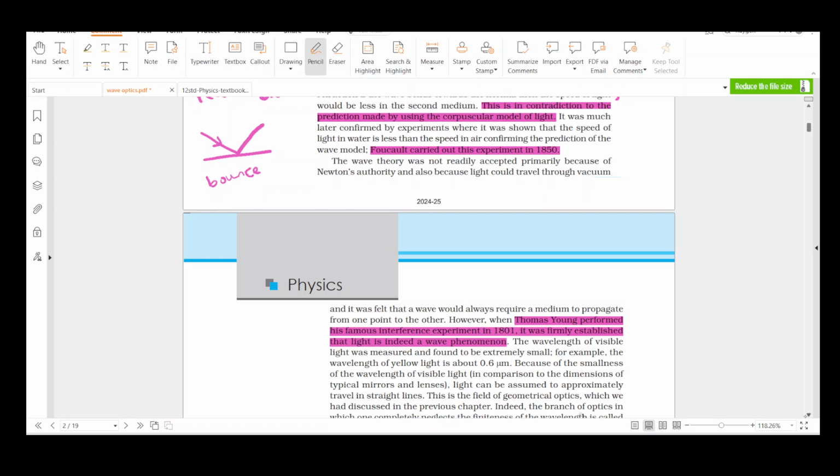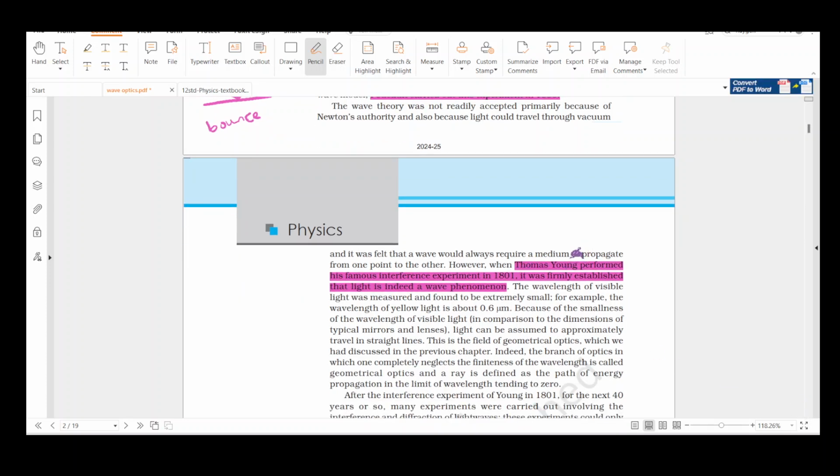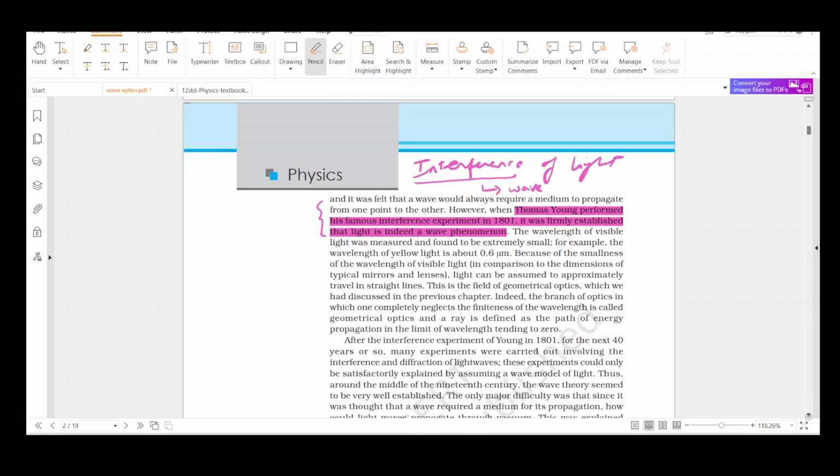Then there was Foucault, who did some experiments. Then there was Thomas Young, who performed the milestone experiment, a classic experiment of interference pattern. He discovered interference of light. Again, details of which we are going to see. And this experiment, Thomas Young's experiment, established the fact that light is a wave, because the interference property is shown only by waves. So if light is showing interference, it must be a wave. So Young's experiment established the fact that light is a wave.